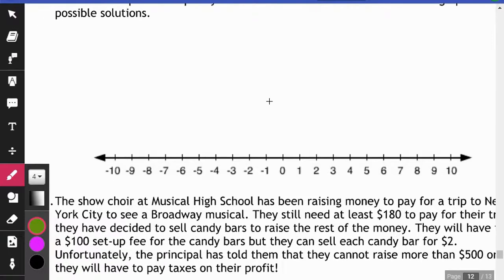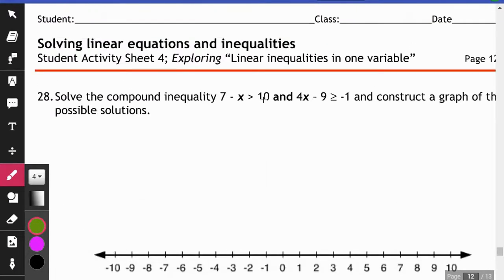Solve the compound inequality. We're getting close. We're at the last 2 pages. Hooray. Solve the compound inequality: 7 minus x is greater than 10, and 4x minus 9 is greater than or equal to... Remember, this is "and." Okay, so let's do it.